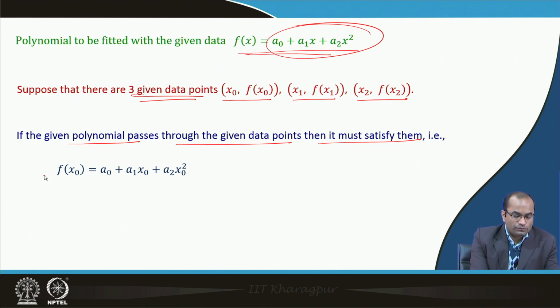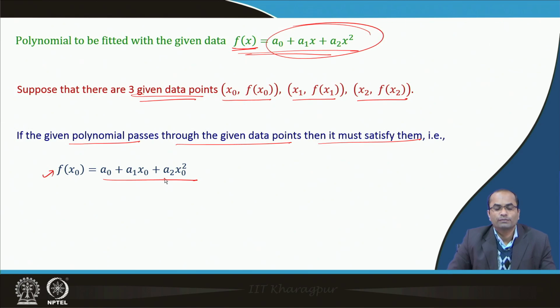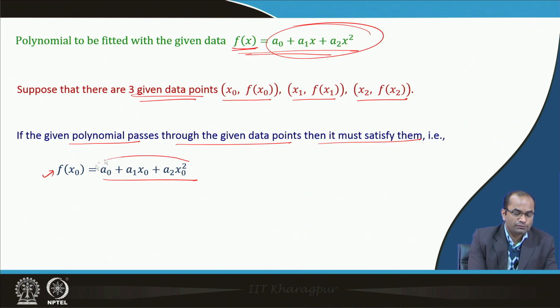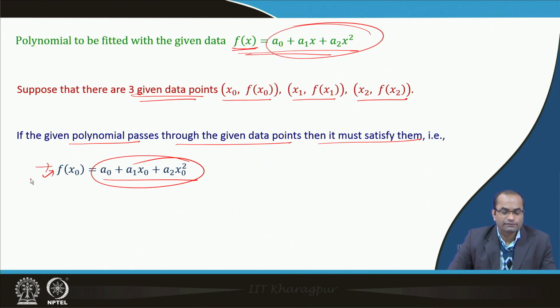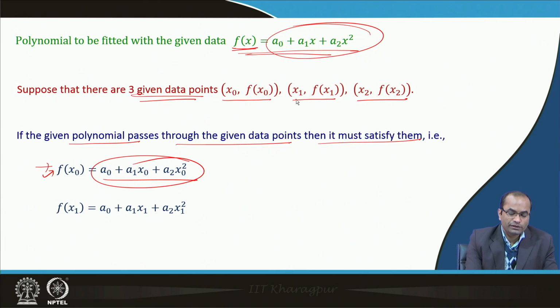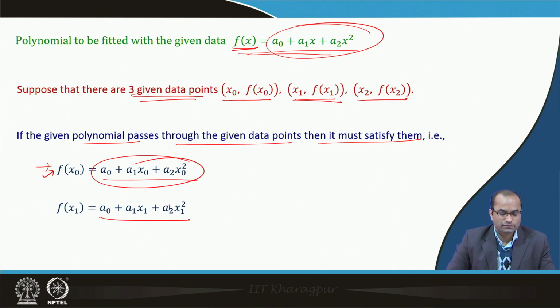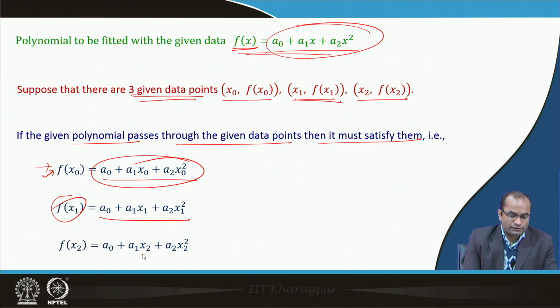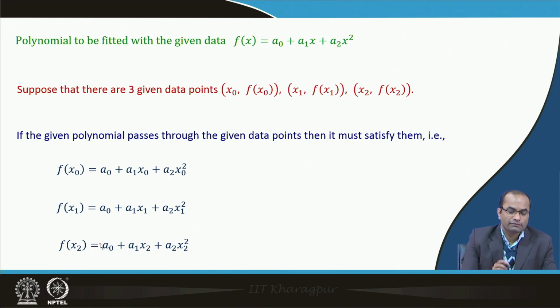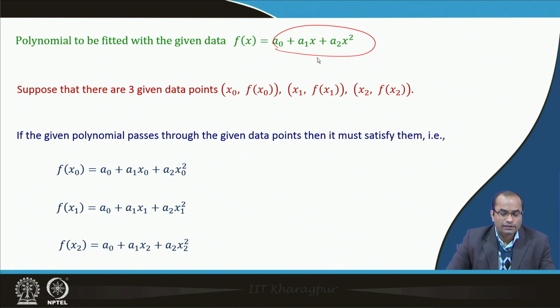that means f x 0, if we pass here the x naught point. So, f x naught must be equal to a naught plus a 1 x naught plus a 2 x naught square. That is the first condition we should have, that this polynomial should satisfy the given data point. The second data point is x 1, f x 1. So, when we substitute x 1 for x in the polynomial, then we should get f x 1, and for the third one, when we substitute x 2, we should get f x 2. So, these are the 3 equations we have from this given polynomial which passes through the 3 given points.